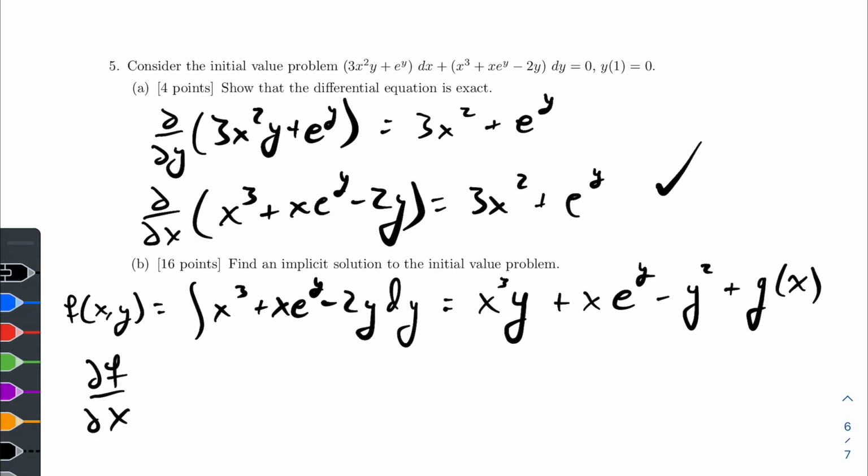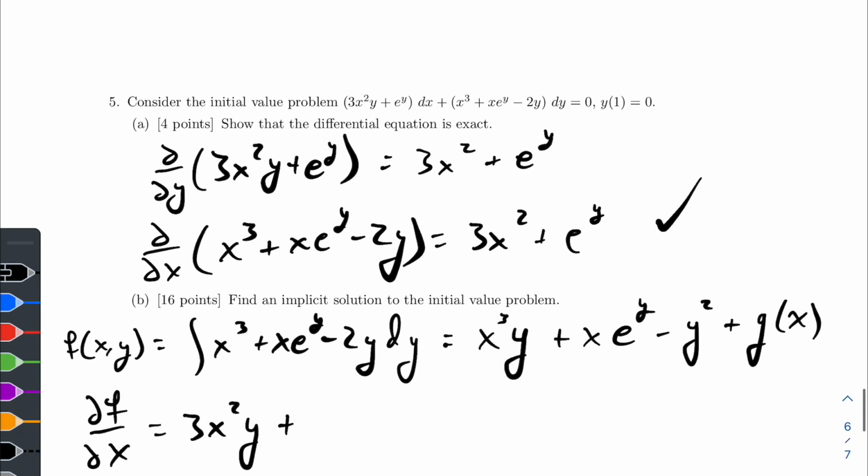Now del f del x, if I take the derivative of this whole thing, that should equal what I get over here, 3x squared y plus e to the y. So what's the derivative of this? Well, I get 3x squared times y plus derivative of that is just e to the y. Derivative of that is just 0, and plus g prime of x.